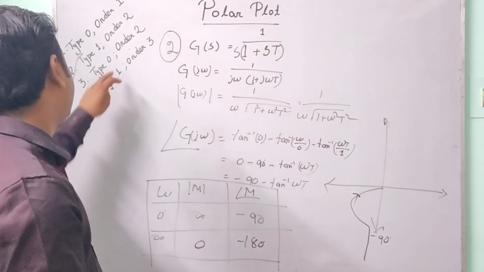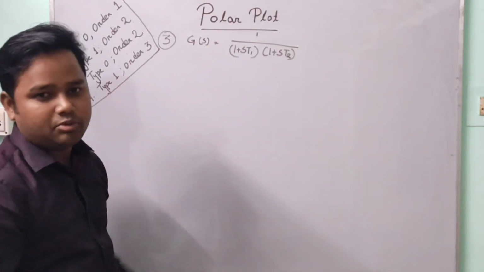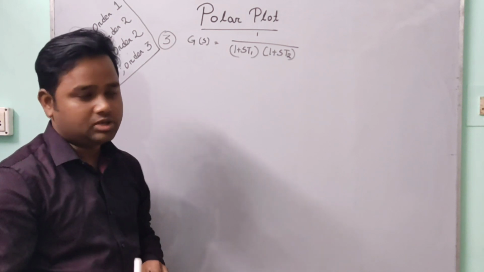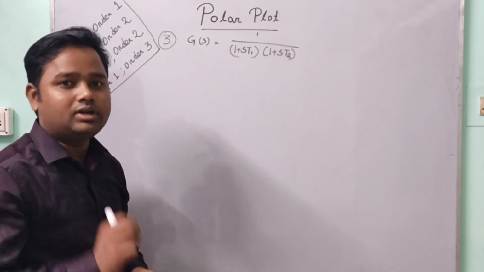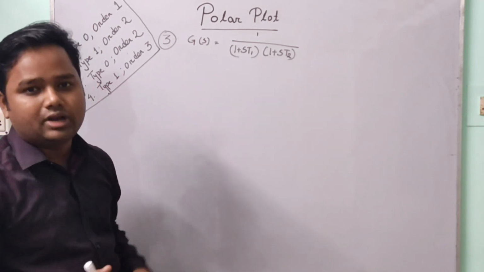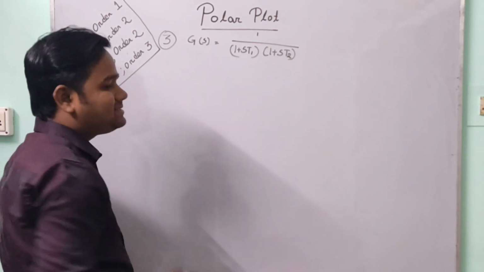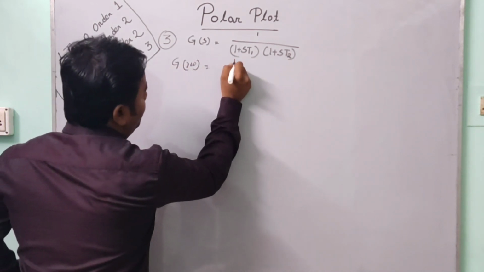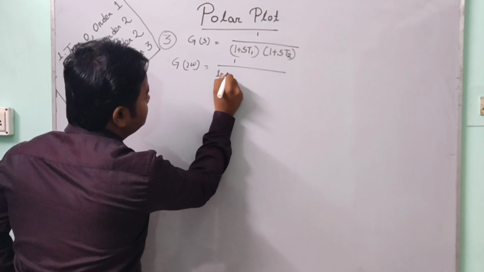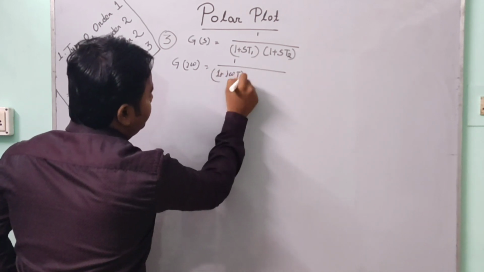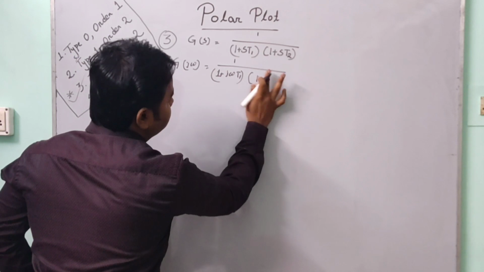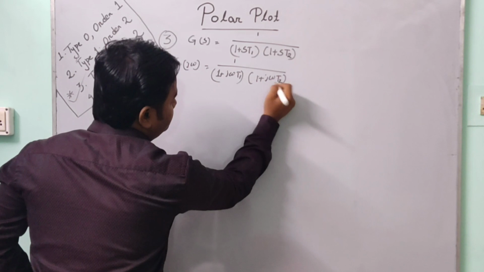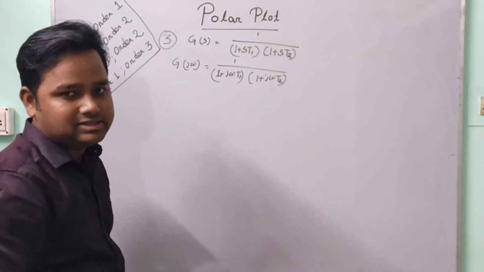Next we will study the type 0 order 2 system. Example for a type 0 order 2 system. Here the maximum power of S is 2, so it is an order 2 system, and here no single S term is present, so it is a type 0 system. For making its polar plot, the first step is we have to put S equal to j omega. So G of j omega is equal to 1 divided by (1 plus j omega T1) into (1 plus j omega T2). Next step is we have to find its magnitude.